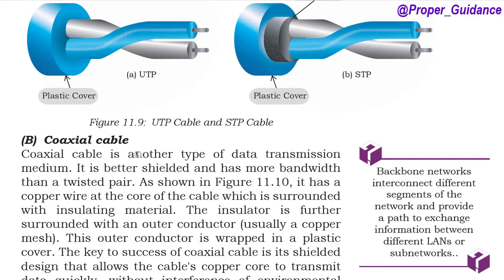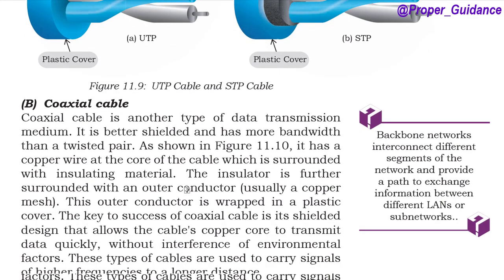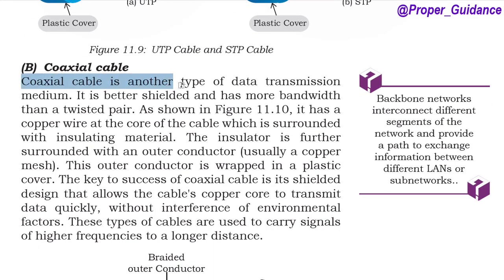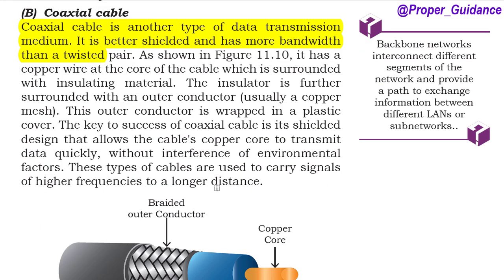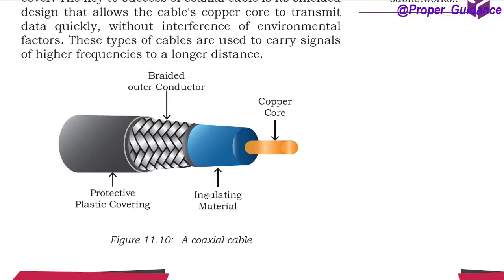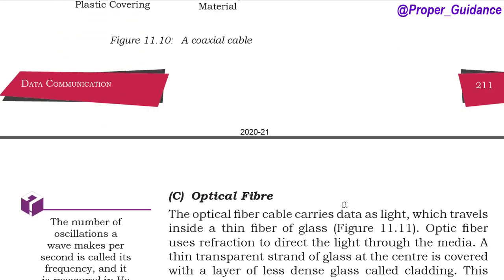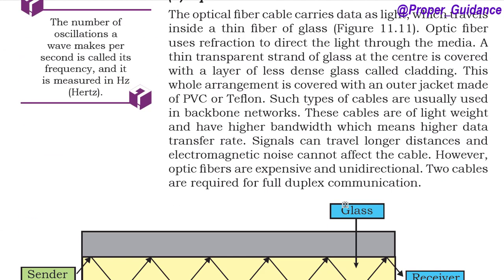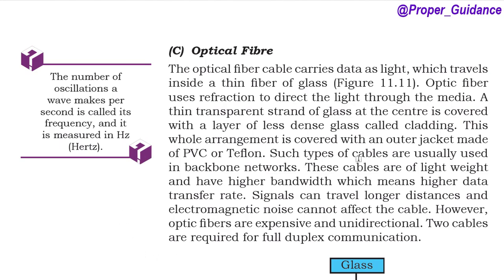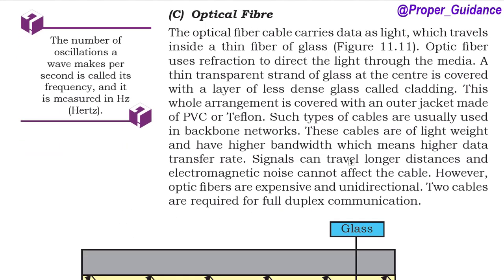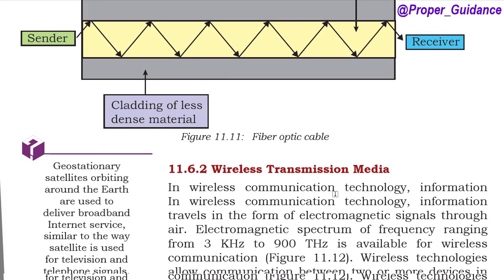And then comes coaxial cable, UTP and STP. Coaxial cable is another type of data transmission medium. It is better shielded and has more bandwidth than a twisted pair, as shown in the figure. Please go through it, and the diagrams are also very important. Please go through all this topic about optical fiber. This is written in very plain English. Please go through it as a short note.